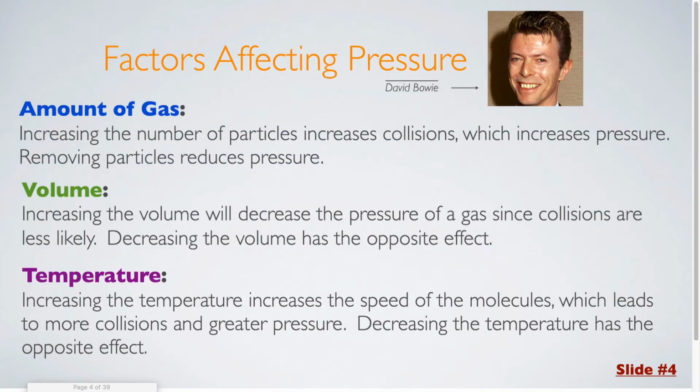Here are some factors which will affect your pressure. First, our amount of gas. Increasing the number of particles will increase the number of collisions, which will increase the pressure. Removing particles will reduce pressure. So the more gas you have within a sealed container, the more pressure there will be. Volume. By increasing the volume, you will decrease the pressure of the gas since collisions are less likely. Decreasing the volume is going to have the opposite effect. Temperature. Increasing temperature will increase the speed of the molecules, which leads to more collisions and greater pressure. Decreasing the temperature will have the opposite effect.